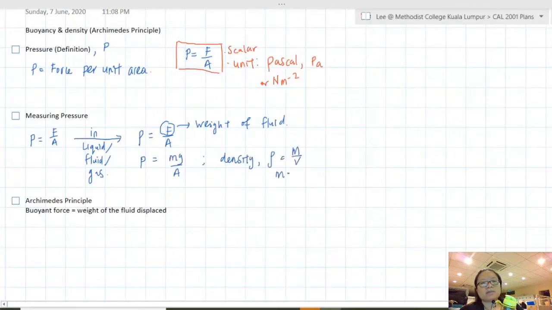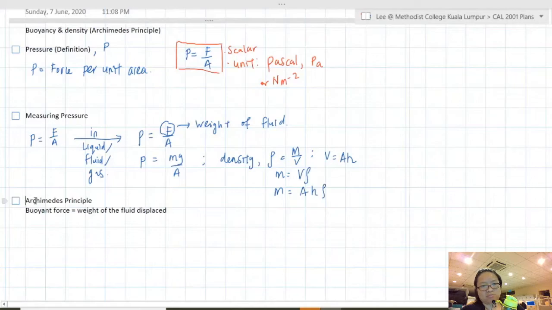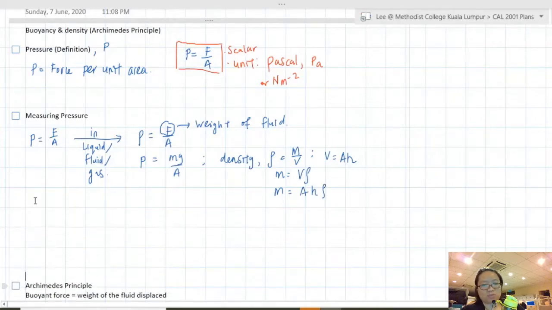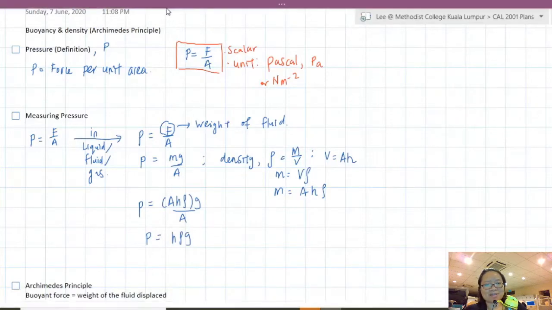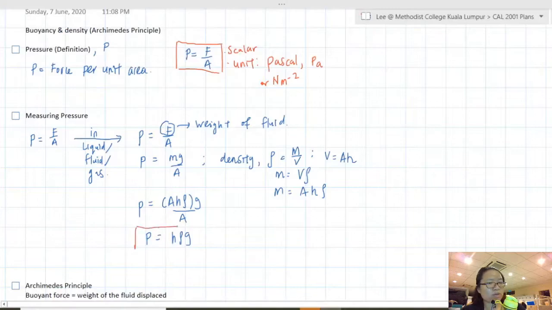And your density is equal to m over V, so you get m is equal to V times rho. But also, oftentimes V is area times height. So I can put area times height times rho. That would be your mass. So I can then substitute into pressure: rho times g divided by A, and cancel off the A. Ta-da! So pressure being equal to h rho g is actually a direct consequence from P is equal to F over A.